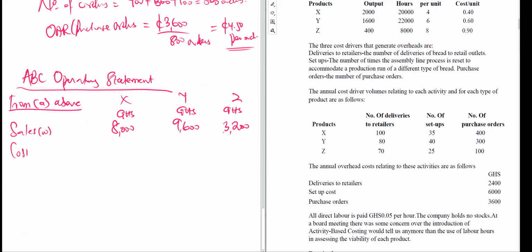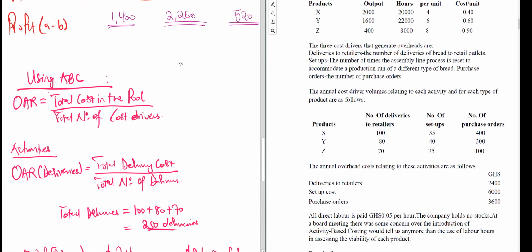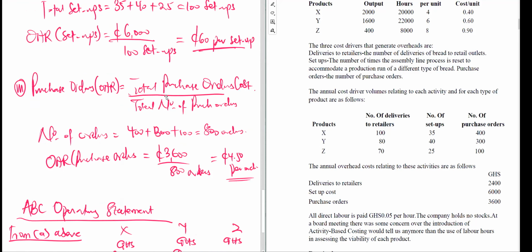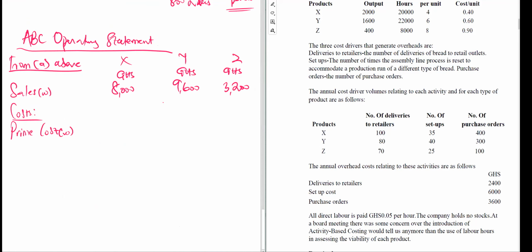Then I come to cost. I already have the prime cost, do you remember? I've already worked it out from above, so I'm just going to pick the prime cost. What was the prime cost? It was 1,820, 860, and 760, right? Then I say production overheads, right? Nicely said.